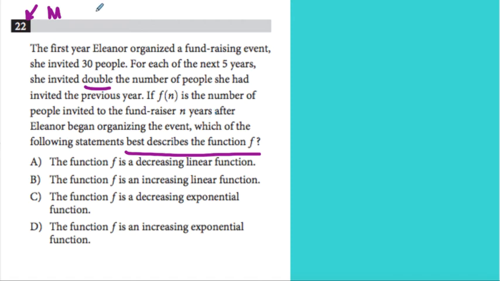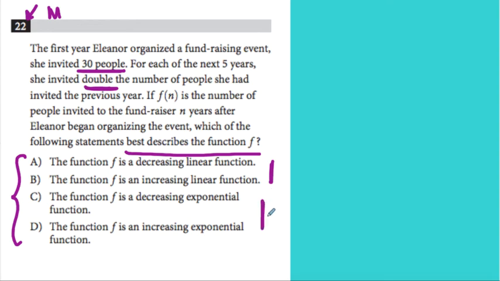All right, I noticed a couple things. I noticed that we were doubling something, and I noticed that she started with 30 people. I always want to know what she started with. The starting point means a lot of different things. Starting point is the y-intercept in a linear function. Could be the same thing as the y-intercept in an exponential function. All right, then I look at the answers. So it looks like I have 2 linear and I have 2 exponential.